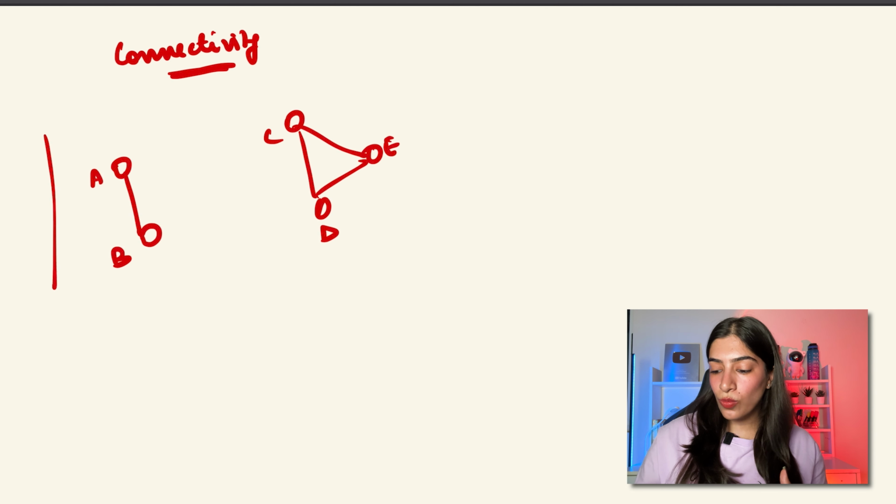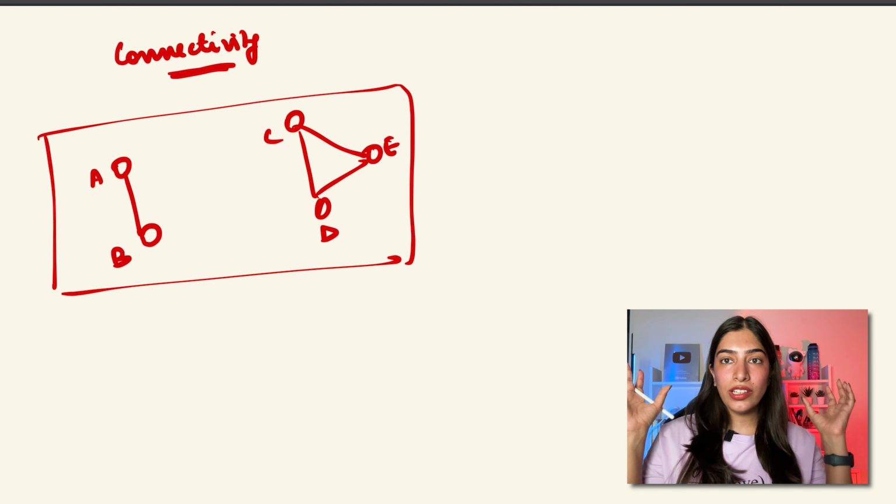So this is one entire graph. Maybe they are all in one class, but they do not know each other. There is no connection between them.